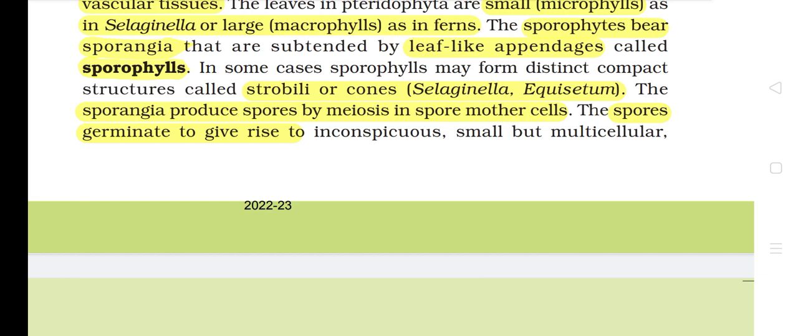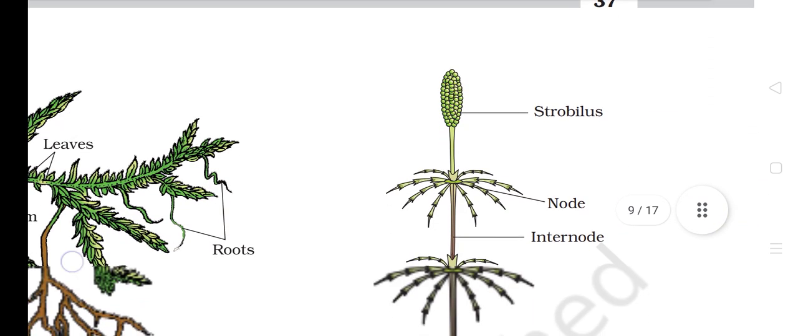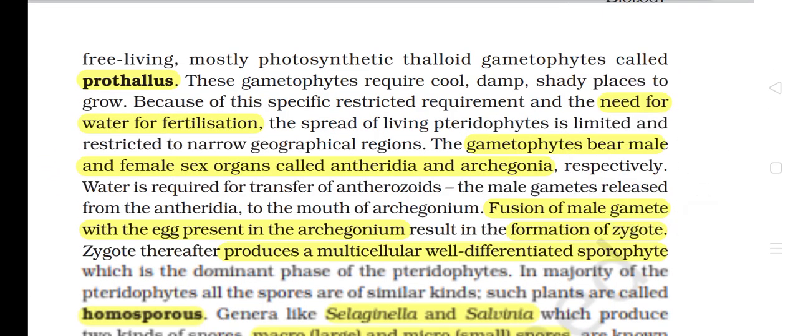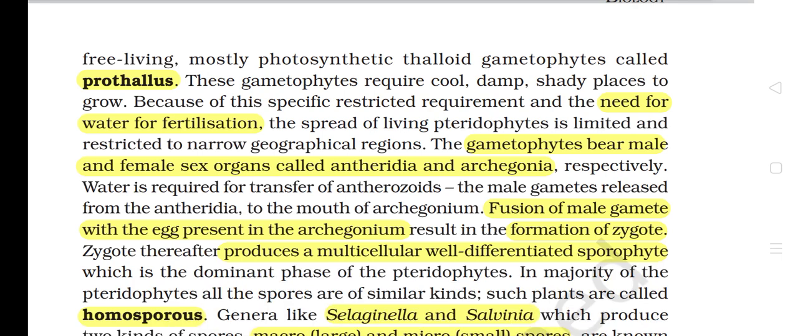The sporangia produce spores by meiosis in spore mother cells. The spores germinate to give rise to inconspicuous, small, but multicellular, free-living, mostly photosynthetic thalloid gametophytes called prothallus. These gametophytes require cool, damp, shady places to grow. Because of this specific restricted requirement and the need for water for fertilization, the spread of living pteridophytes is limited and restricted to narrow geographical regions.